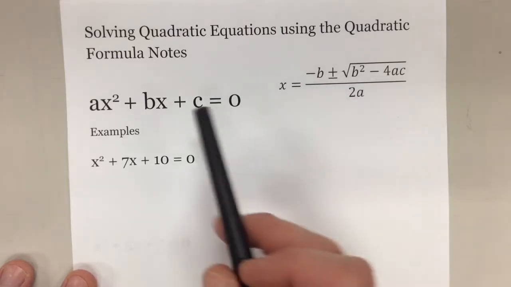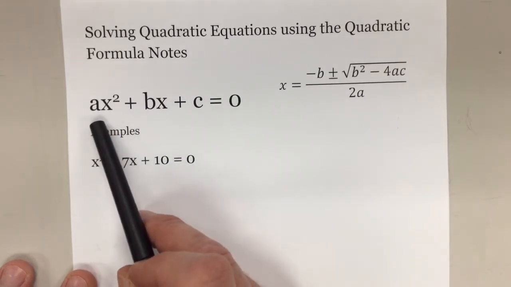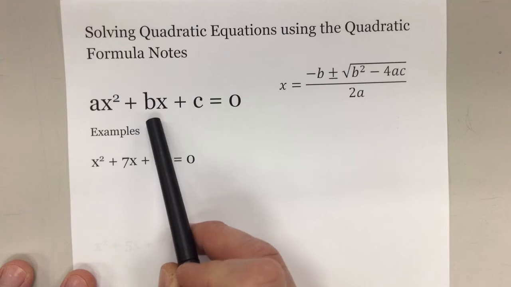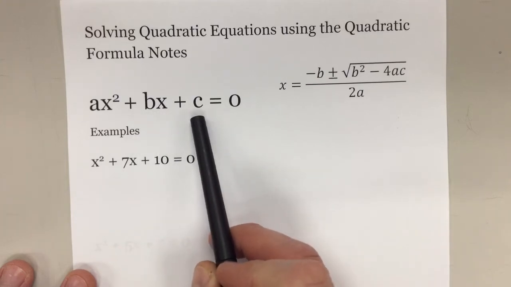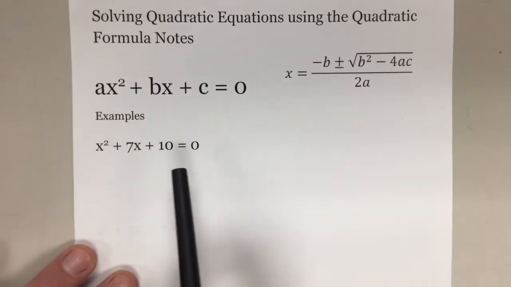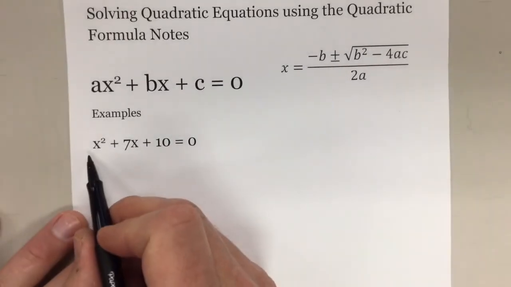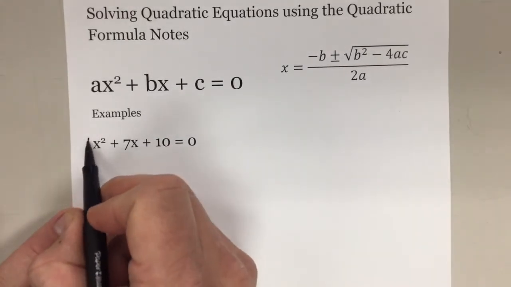The a, b, and c come from this equation. So a is always the number in front of x squared, b is always the number in front of x, and c is always the number by itself. So here's an equation, x squared plus 7x plus 10. Remember, if there's nothing written in front of x squared, we just assume it's a 1.